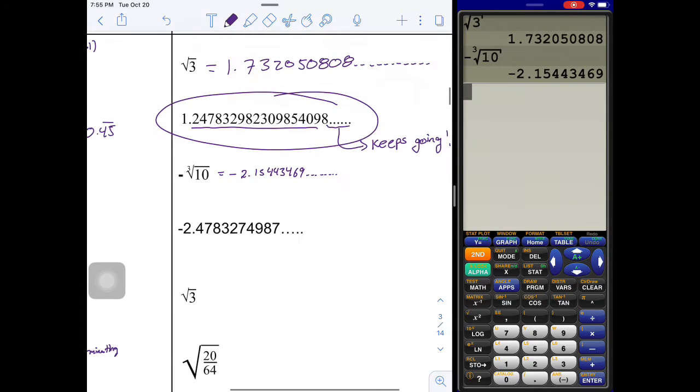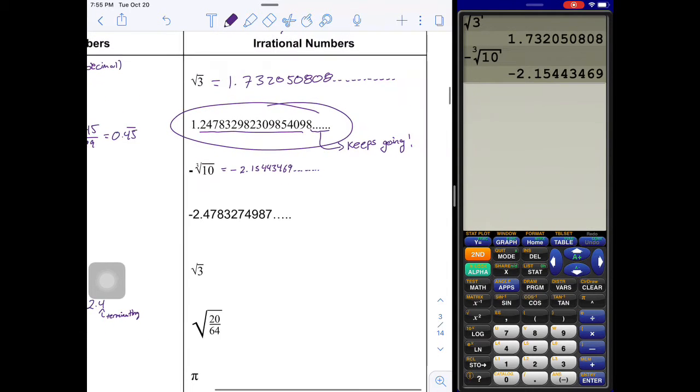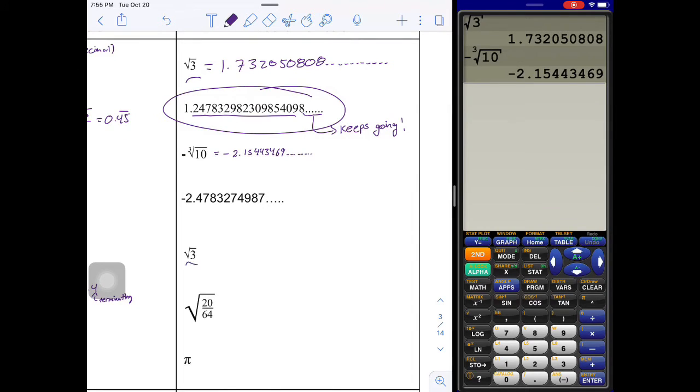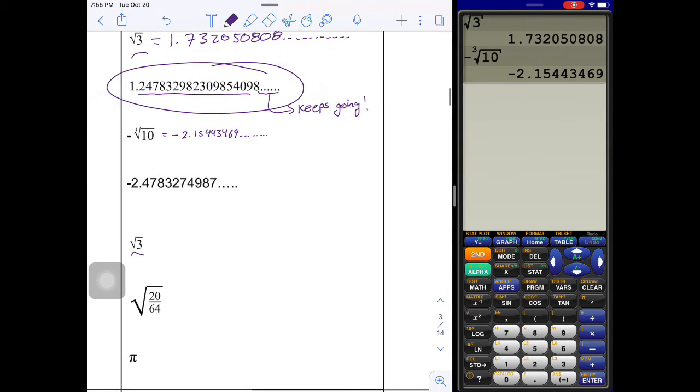So hopefully we can see how all of these things, I guess I accidentally wrote square root 3 two times, but you can see all of these numbers just have no sense to them once the decimal place happens. Okay, and that makes them irrational.